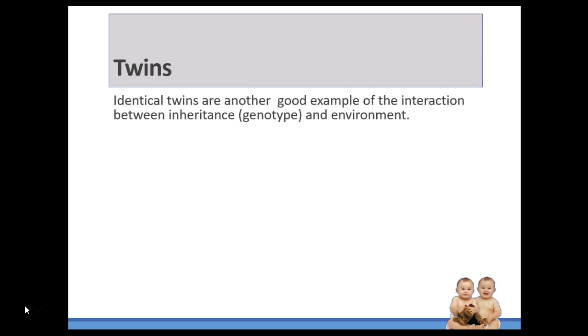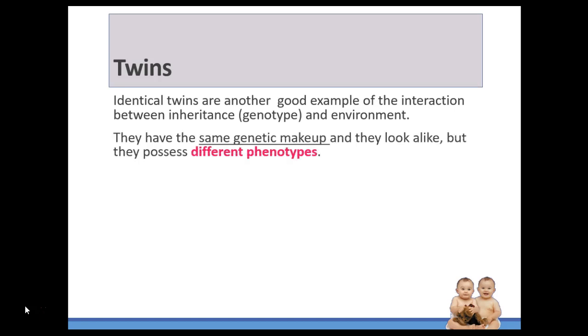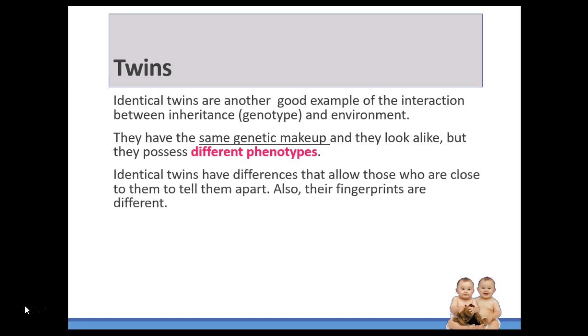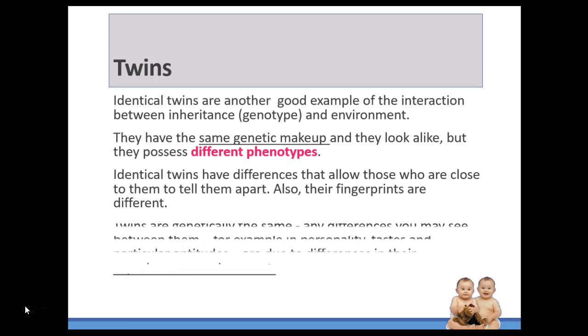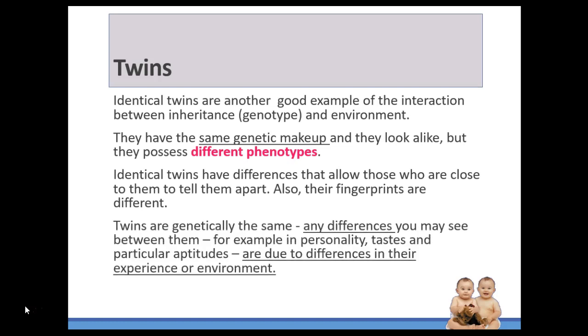Twins. Identical twins are another good example of the interaction between inheritance, genotype, and the environment. They have the same genetic makeup and they look alike, but they often possess different phenotypes. Identical twins have differences that allow those who are close to them to tell them apart. Also, their fingerprints are different. Twins are genetically the same. Any differences you may see between them, for example personality, taste, aptitude, are due to differences in their experiences or environment.